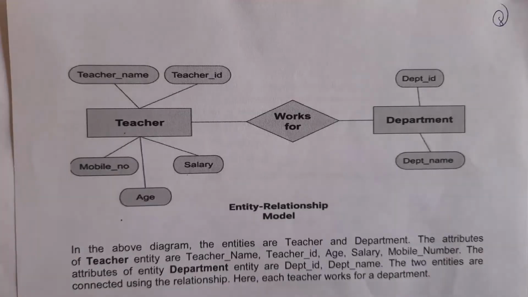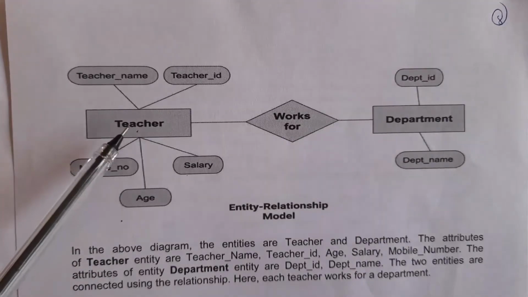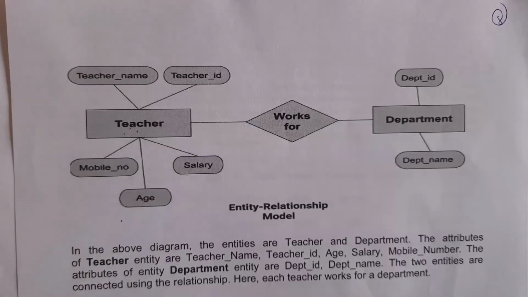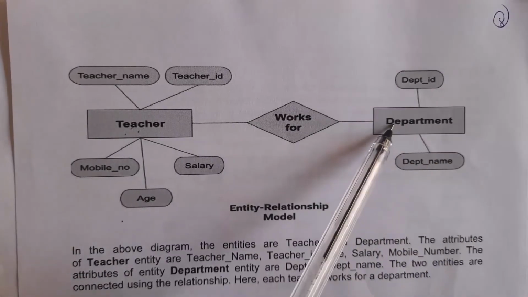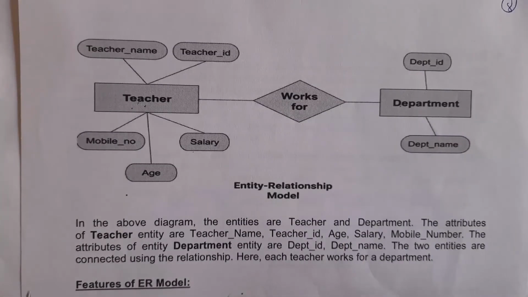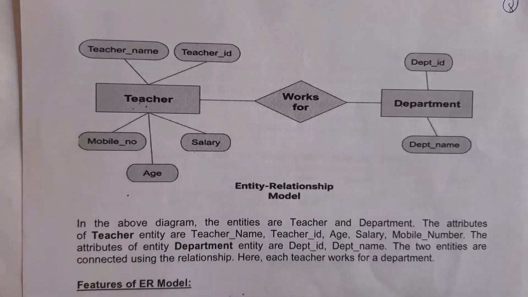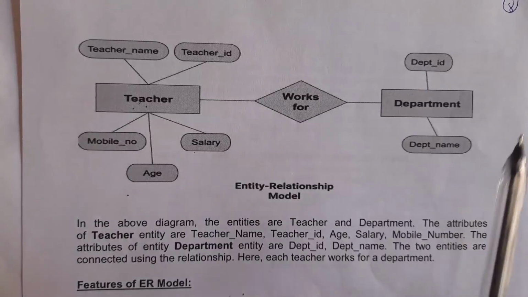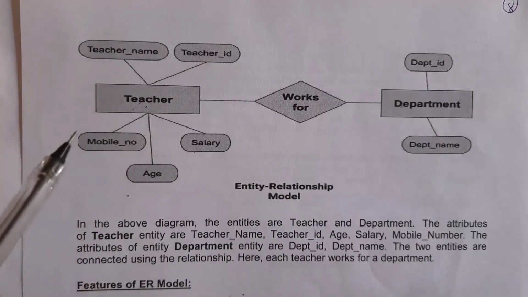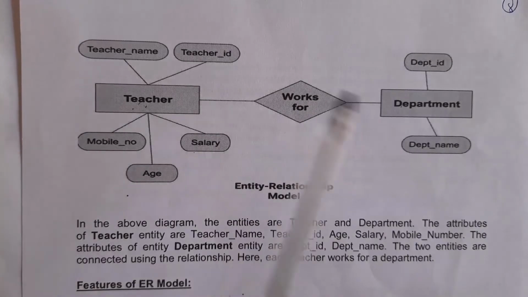This is another example. There are two entities: one entity is teacher and the next entity is department. The teacher entity contains attributes like teacher name, teacher ID, mobile number, age and salary. Similarly, the department entity contains attributes like department ID and department name. As you know, a teacher works for a department, so I am establishing a works for relationship between teacher and department, and we represent a relationship in a diamond. This is a simple ER model where teacher and department are entities, and teacher name, teacher ID, mobile number, age, salary, department ID and department name are all attributes, and works for is the relationship.